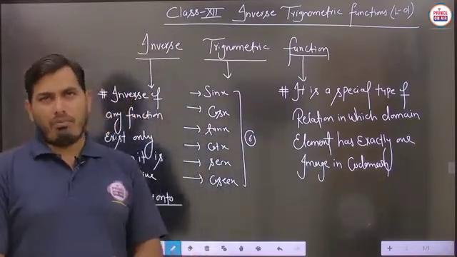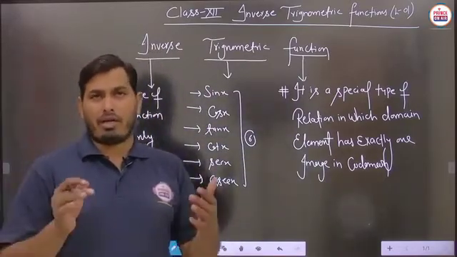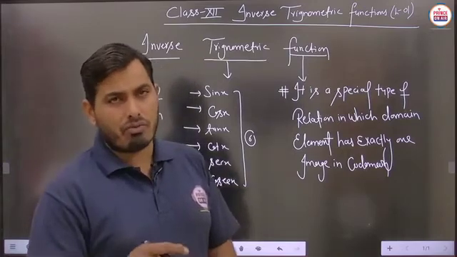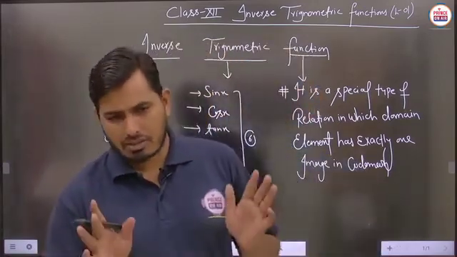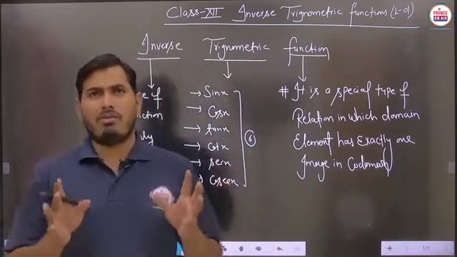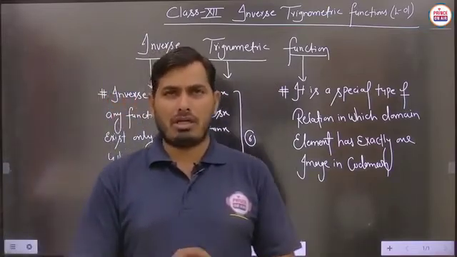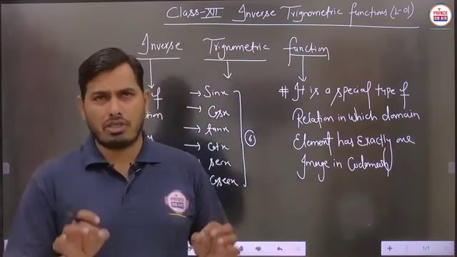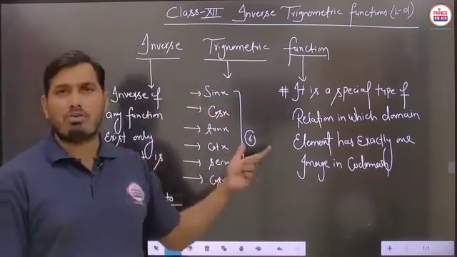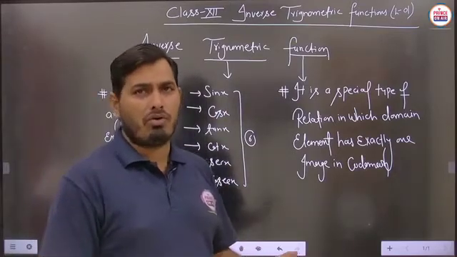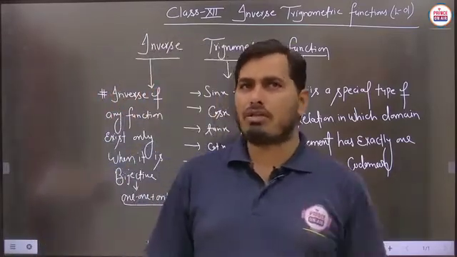Then its inverse will be defined here. Is it clear? So students, one by one we will take the trigonometric functions. First of all, we have to see the basic graph of that function. After that we have to check whether its inverse will be possible or not. Suppose the function is bijective, or 1-1 and onto, then definitely we will calculate the inverse.